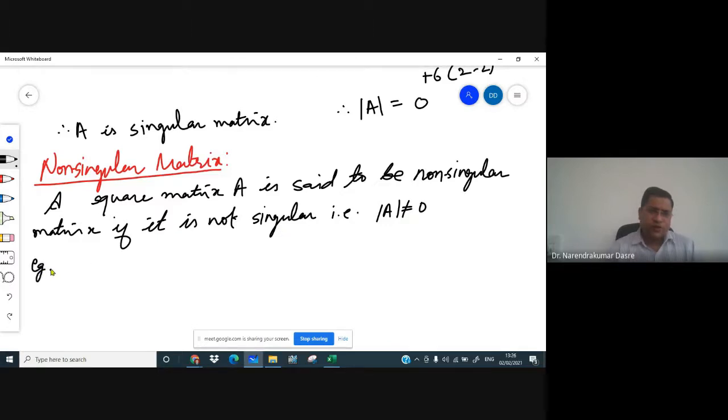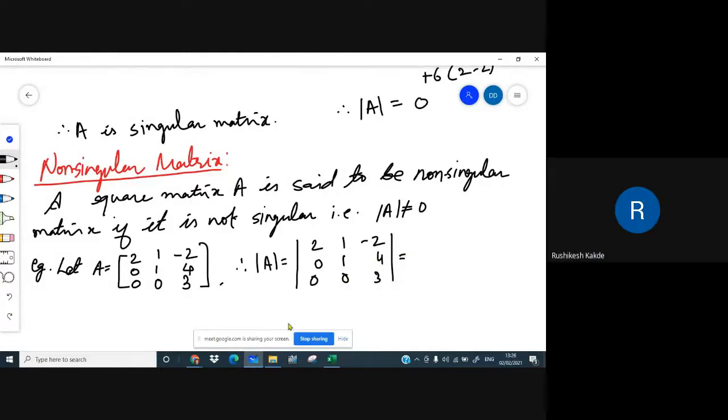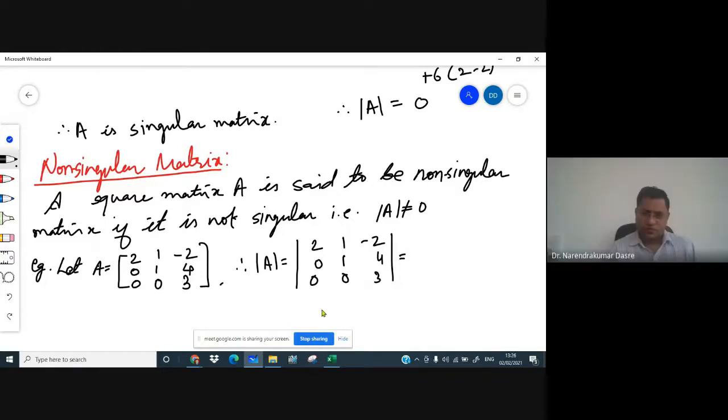So I want you to calculate now. For example, let A be the matrix, a very simple matrix: 2 1 minus 2, 0 1 4, and 0 0 3. I want you to calculate the determinant of this. So we have 2 1 minus 2, then 0 1 4 and 0 0 3. What is the determinant of this? 6. Are you sure?